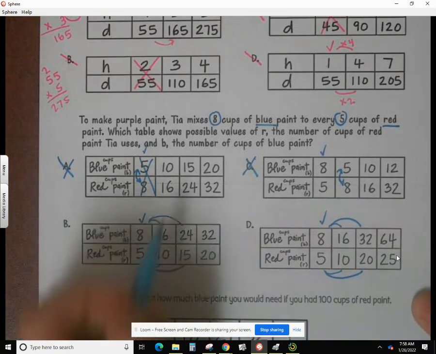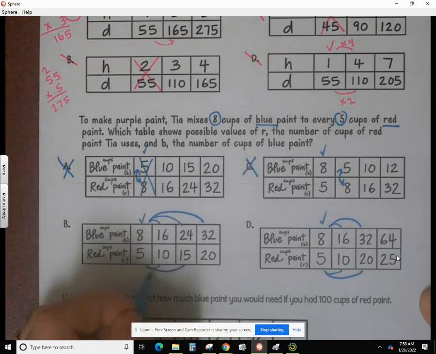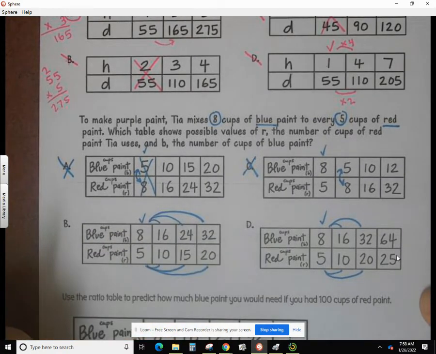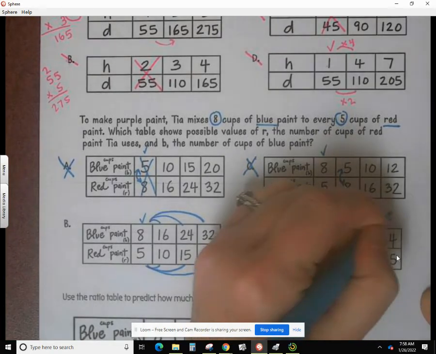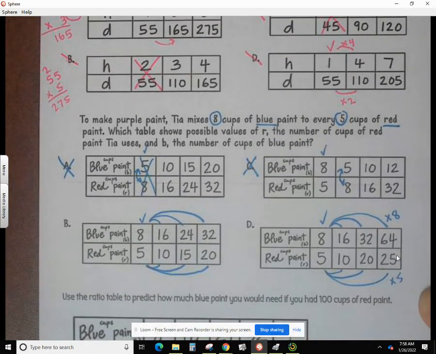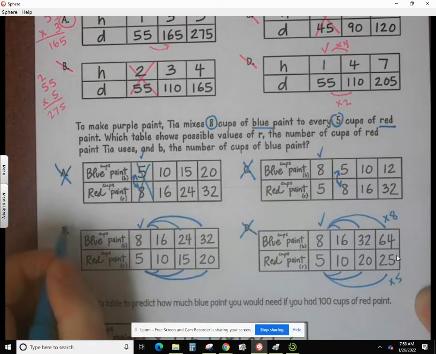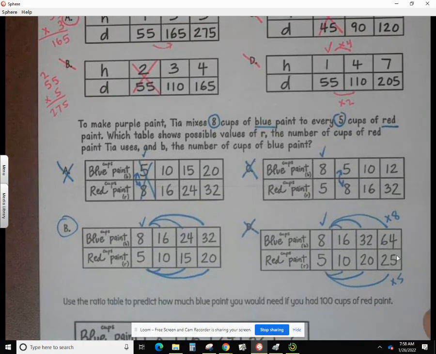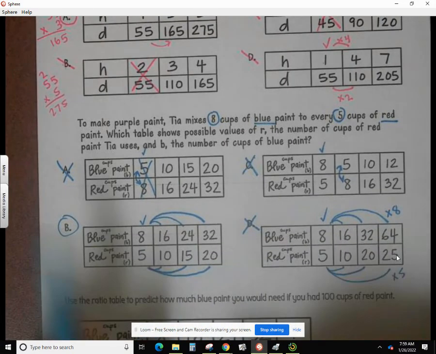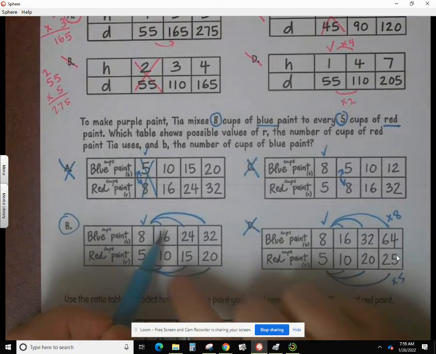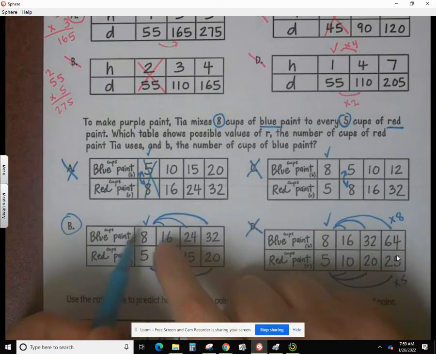So we need to see which one is wrong. So here we have times 4, times 4. That looks good. Here we have times 8, and then we have times 5. That's not the same relationship. So D is not our answer. But B kept that equivalency. Just so you know, your assignment today will have tables like this, but it will have missing numbers, and you'll have to fill it in. So if you had the 16 missing here, but you had a 10, you would know it's times 2, so you would do 8 times 2 to get 16.